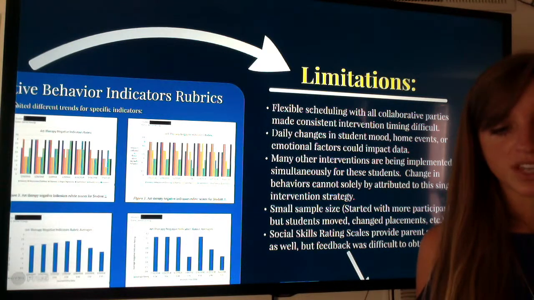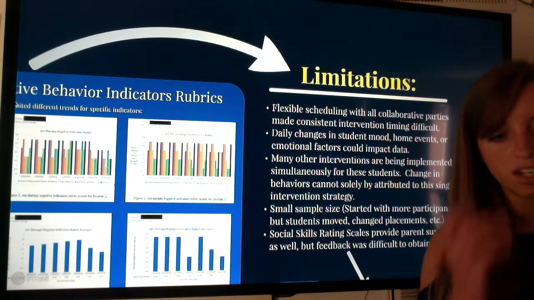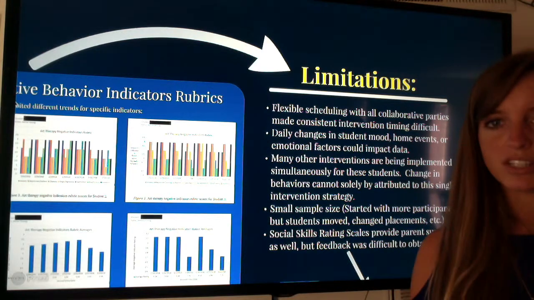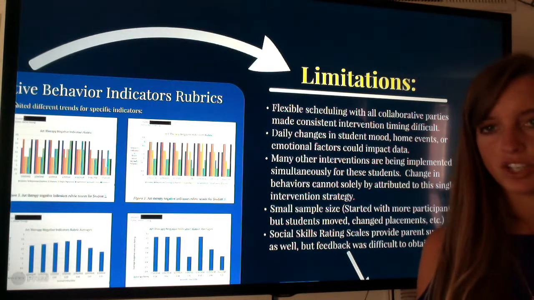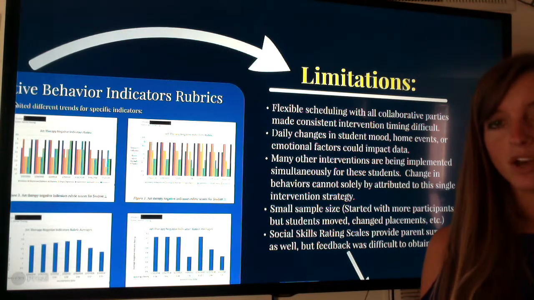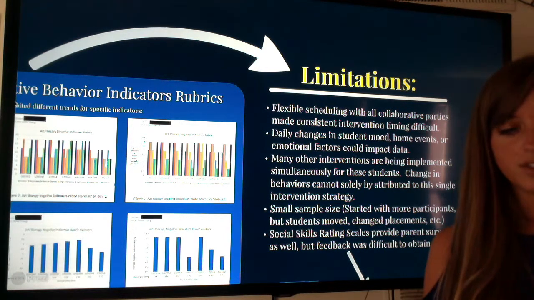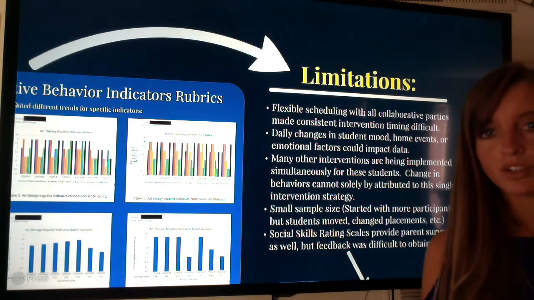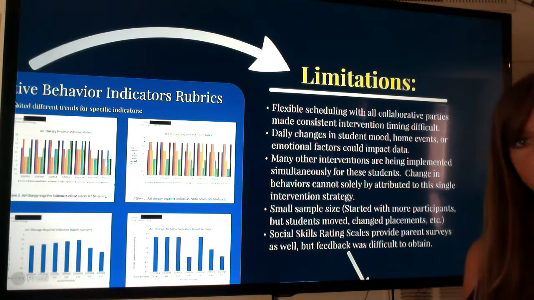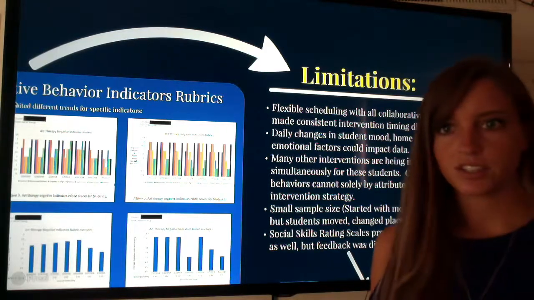The small sample size was also a limitation here, considering we started with more participants, but with students moving and changing class settings and placements, we ended up with only 3 students being able to take part in this study. And the social skills rating scales also provide parent surveys as well, but it was difficult to receive that feedback from the parents consistently.